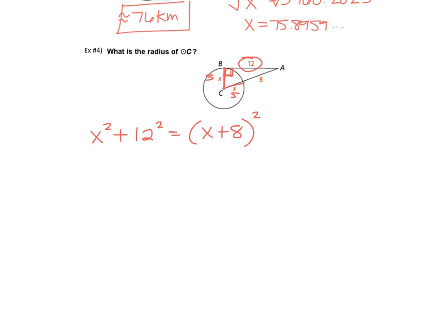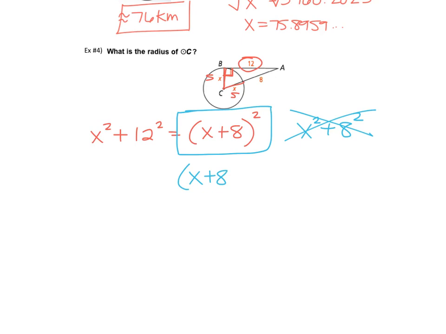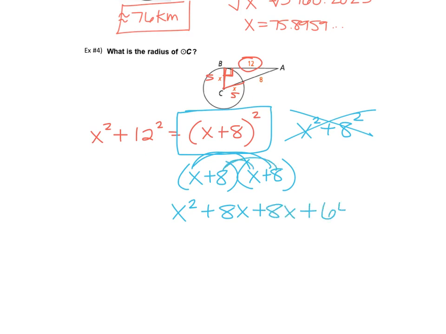And the place that people get a little confused here is with this. Be very careful. x plus 8 squared is not x squared plus 8 squared, right? Do you remember what x plus 8 squared is? It's x plus 8 times x plus 8, right? Which means we have to FOIL. So this is going to be x squared plus 8x plus 8x plus 64 equals x squared plus 144.